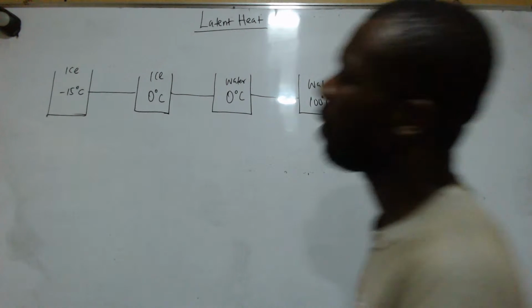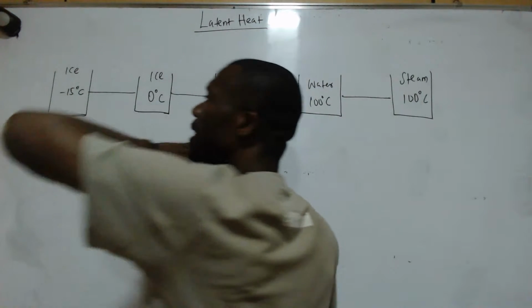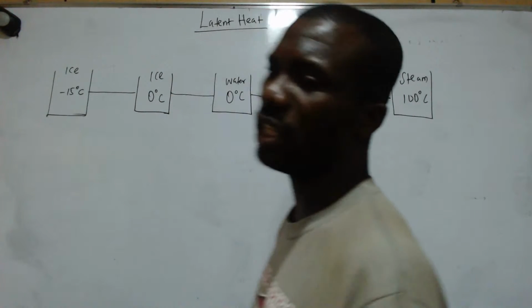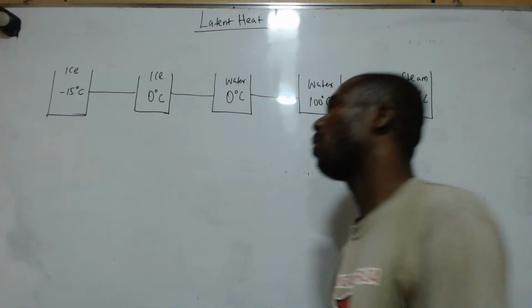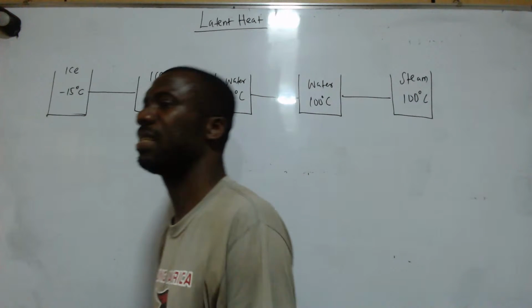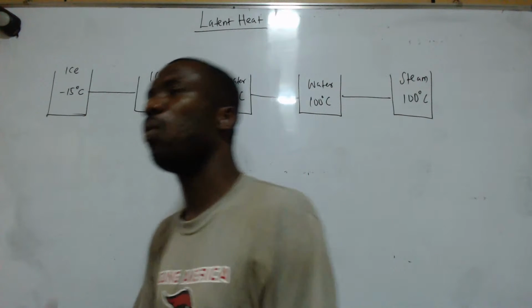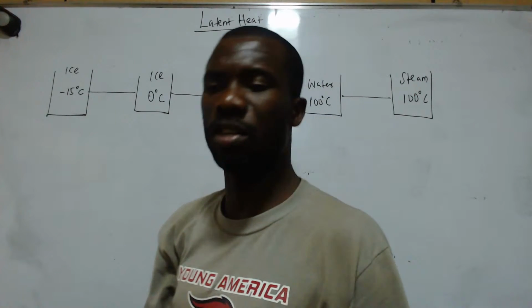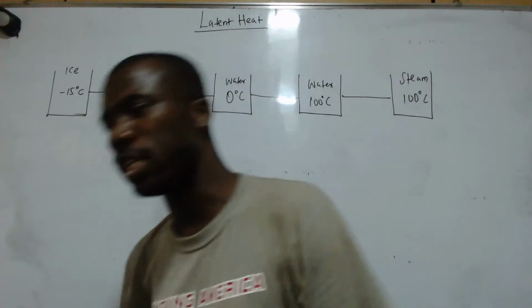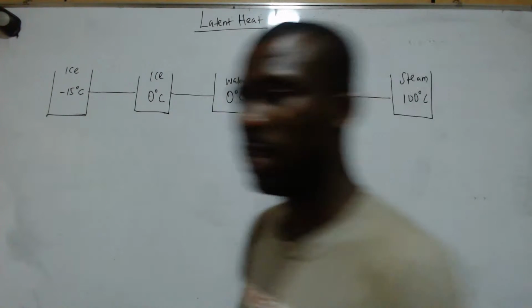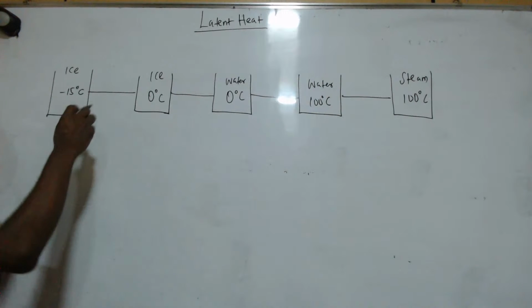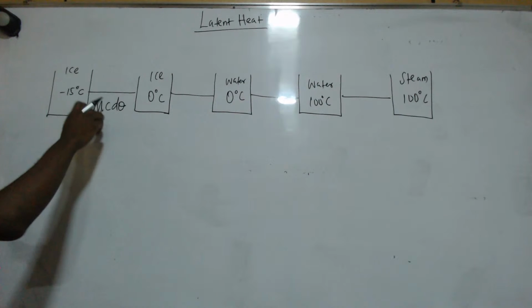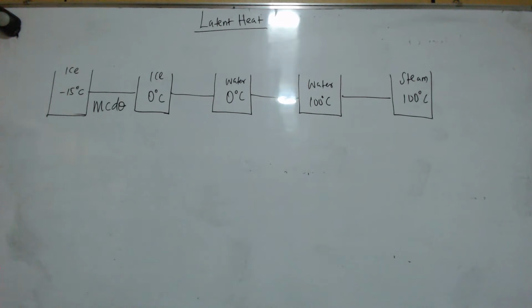Now, from ice at minus 15 degrees C to ice at 0 degrees C, there is a change in temperature. Why? Because the heat applied to this calorimeter is performing two things simultaneously. It breaks the bond, and it changes the temperature. That is what is happening here. So there is what we call mc delta theta. Here m is the mass of the ice.